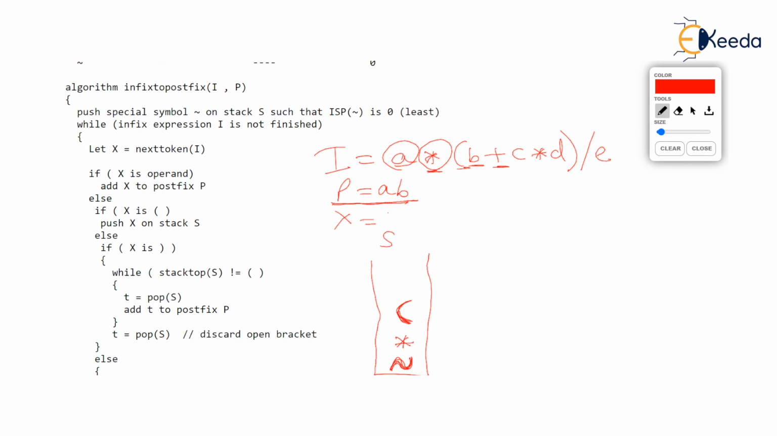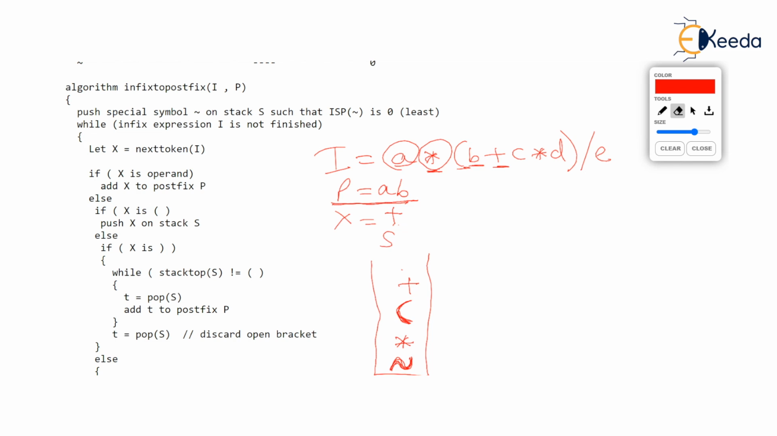So plus will go on top of the stack, isn't it? Plus is an operator. Can plus go on top of open bracket? Yes, because open bracket once inside the stack has least priority. So plus can easily go on top of open bracket because open bracket has very less in-stack priority. In-stack priority of open bracket is least.